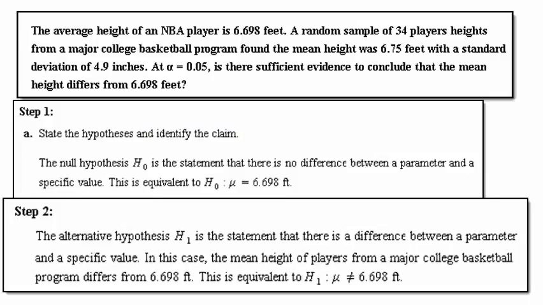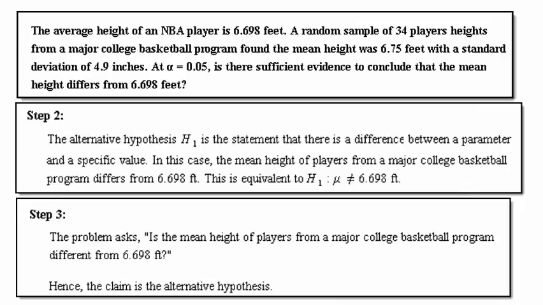Okay, so let's move on to step 2. The alternative hypothesis, H sub 1, is the statement that there is a difference between a parameter and a specific value. In this case, the mean height of players from a major college basketball program differs from 6.698 feet. And this would be equivalent to what you see right here, where you see H sub 1 colon mu does not equal 6.698 feet.